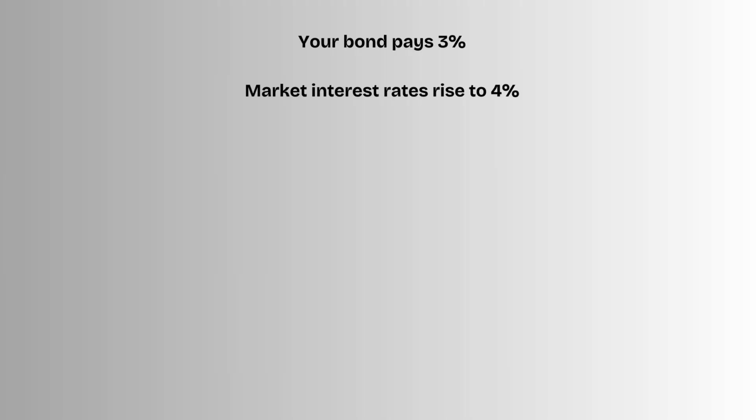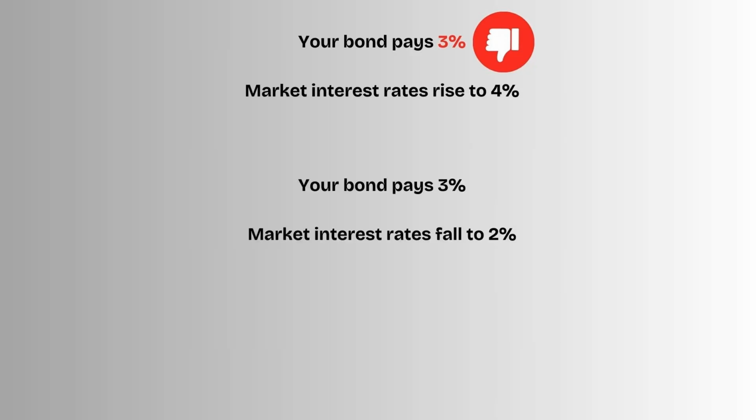When you buy a bond, you're lending money to a government or a company, and in return, they pay you interest at a fixed rate. Let's say you buy a bond paying 3% interest. If market interest rates rise to 4%, new bonds offer that higher rate, making your 3% bond less attractive. To sell it, you'd need to lower the price so buyers get a competitive return. Conversely, if market interest rates drop to 2%, your 3% bond becomes more valuable since it offers a better return than the new bonds. Buyers would likely pay a premium for it.